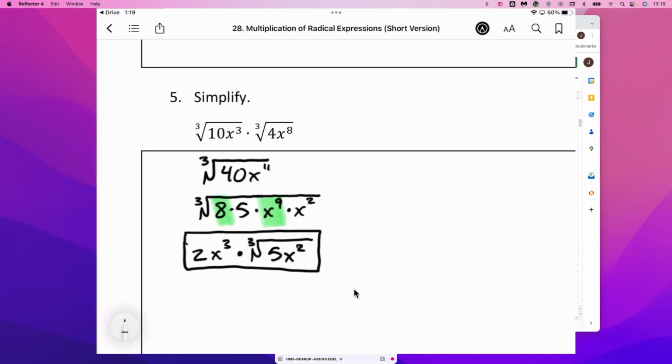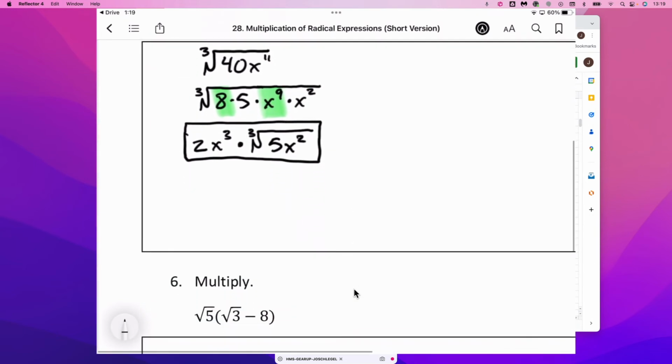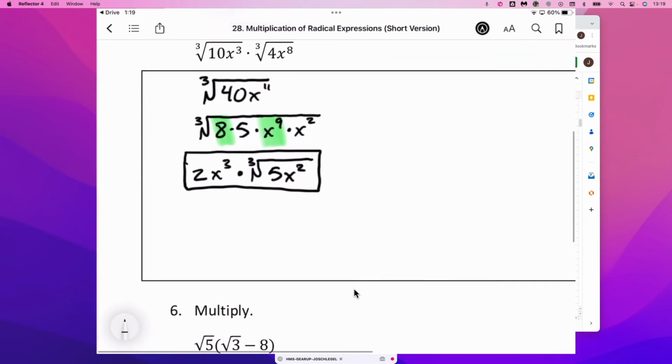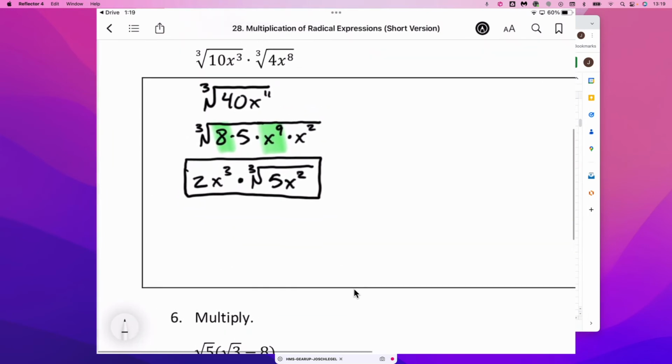Okay, I'll leave that there for a moment. We'll check number 6 and see how nasty it is, and I might make it in a new video. Number 6 doesn't look too bad. It's just the distributive property, but again, if you need to pause there, feel free.